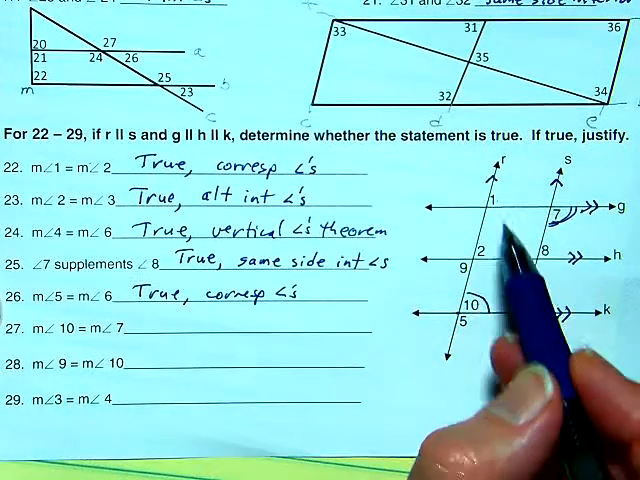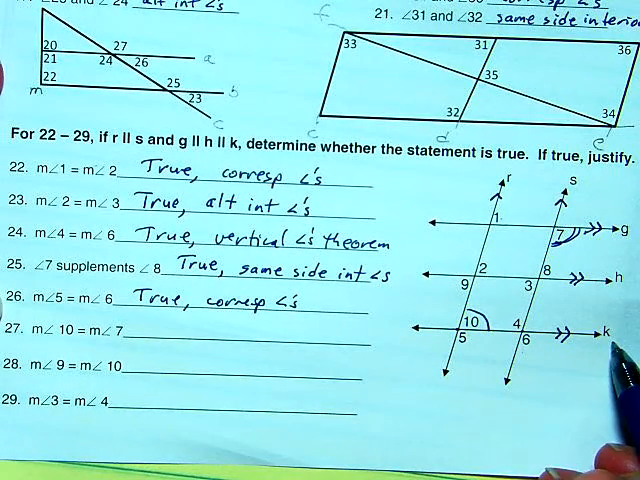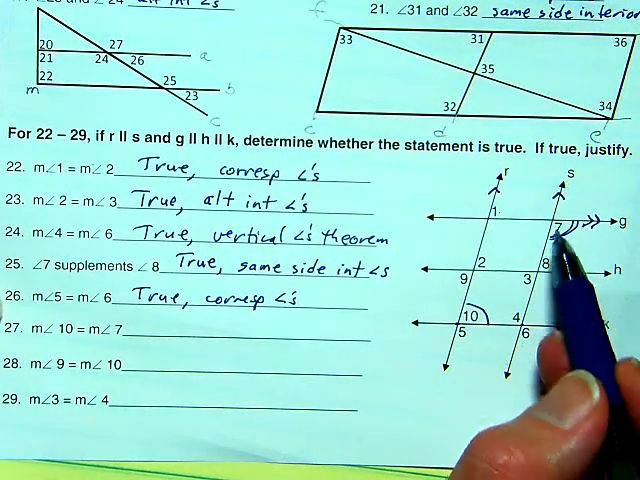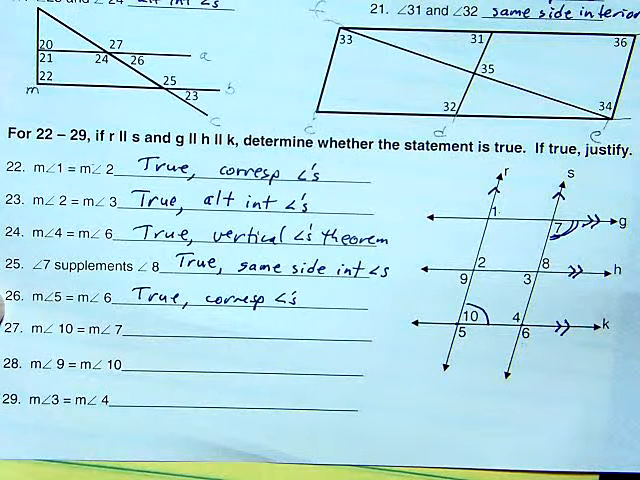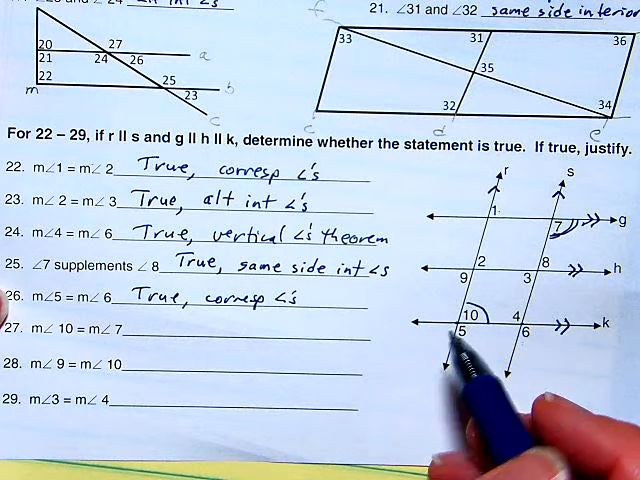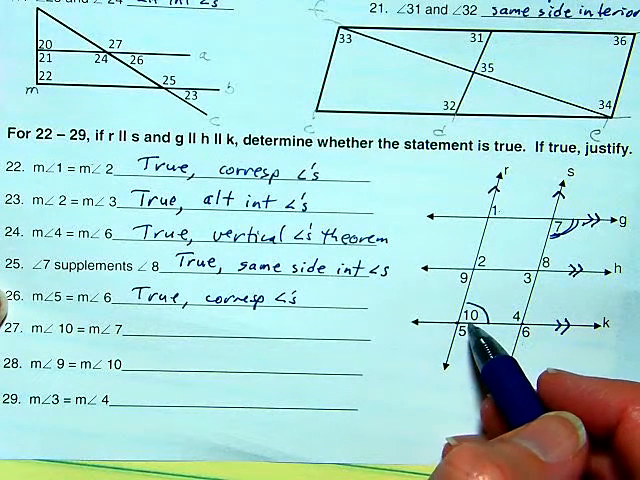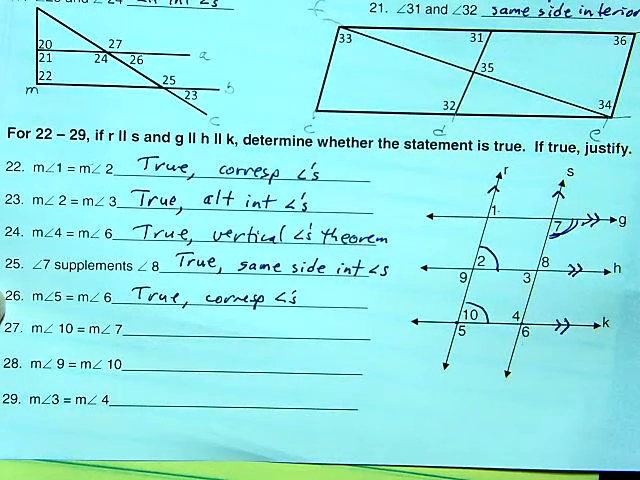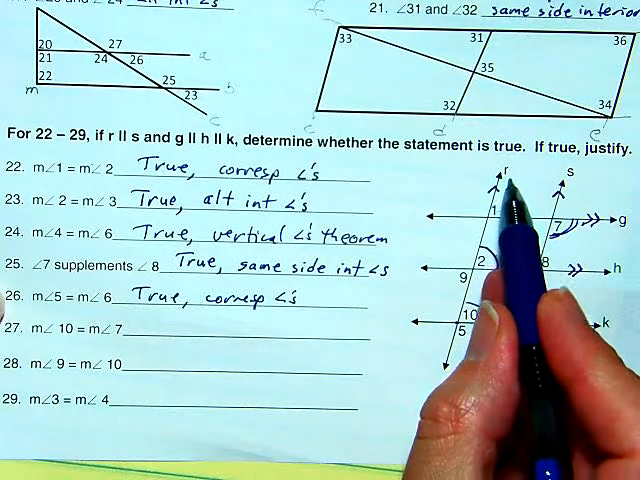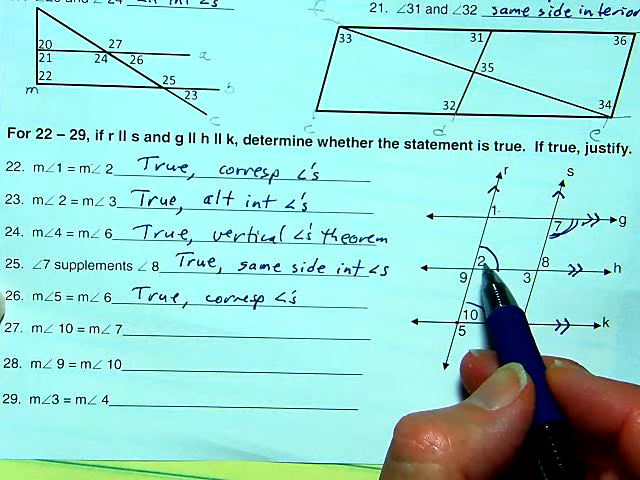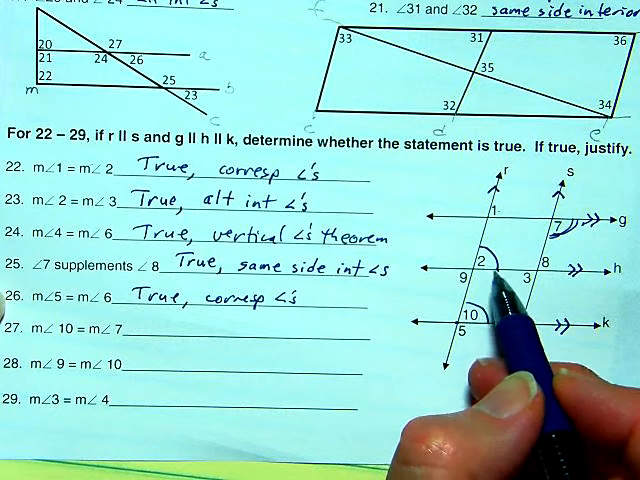Angle 10 is created by the intersection of lines R and K, and angle 7 is created by the intersection of lines G and S. But let's try to use our theorems and a little creativity to see if we can come up with an answer as to whether angle 10 equals angle 7. Well, what do we know? We know that angle 10 is equal to angle 2. How do we know that? Well, they share the same transversal R, which cuts across lines H and K, and 10 and 2 are corresponding angles. So we know that angle 10 is congruent to angle 2.